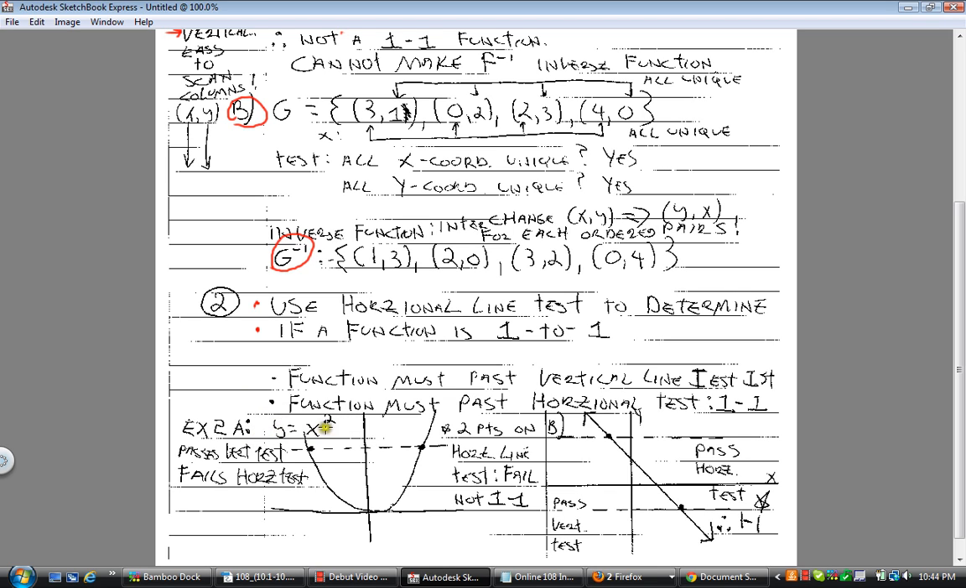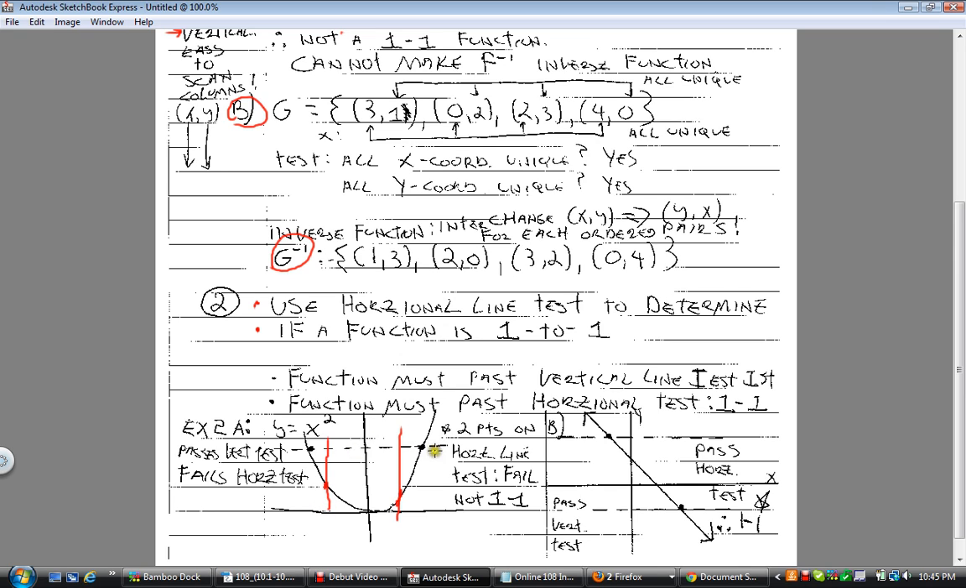And so one example here would be example 2a. I have got y equals x squared, and I ask myself, does this pass the vertical line test? And I might draw a couple here, and I see it crosses the parabola only one time. Maybe draw another one, and I see that it is only going to hit the parabola one time. So y equals x squared is a function, which we know.